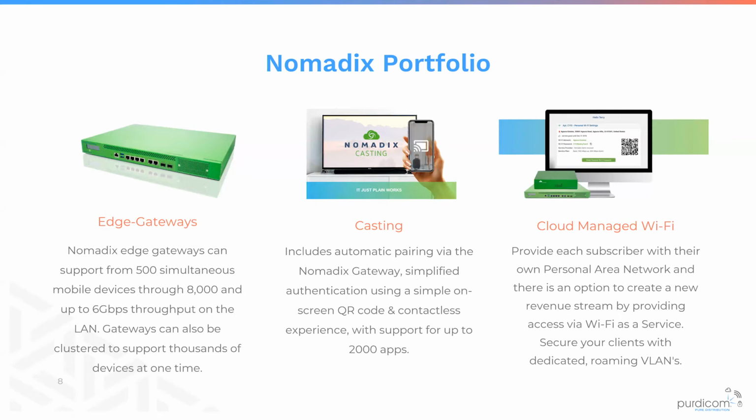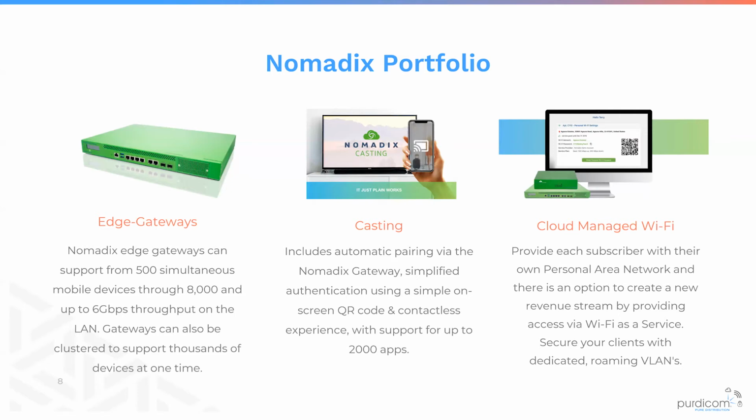So basically having the ability to cast cuts this worry out. All you do is simply walk up to the television, scan a QR code and you're on. And then once you leave, once you disconnect from the Wi-Fi, the casting solution will stop. So you don't have to worry about signing out of anything.